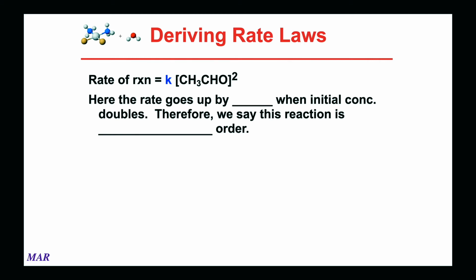Well, if the concentration doubles, that means the ethanol, the part in the square bracket, doubles. 2 squared, the rate would go up by 4 times. So this reaction, because there's a little 2 right there, that means this reaction is second order.